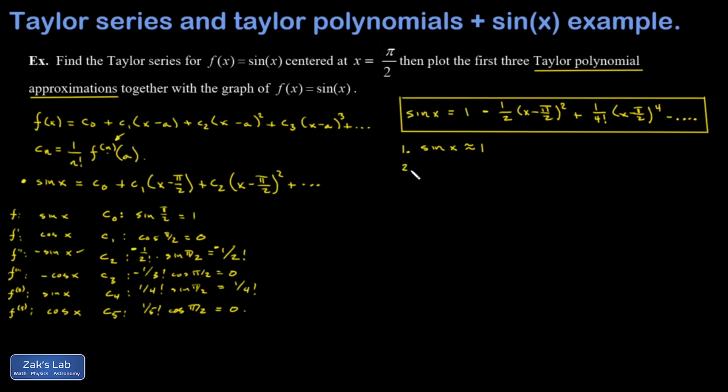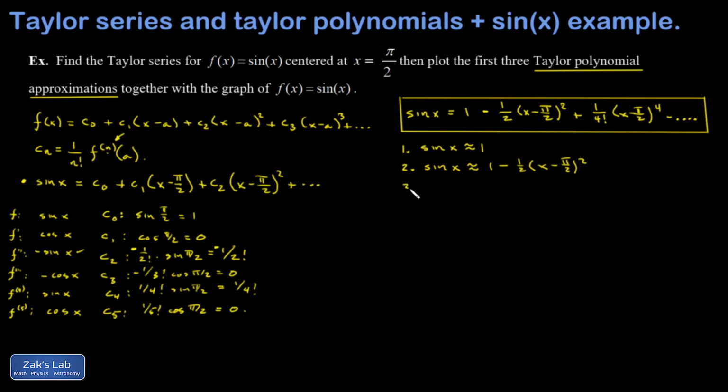Our second Taylor polynomial, a little better approximation, is found by keeping the first two terms. Sine of x is approximately 1 minus 1/2 times x minus pi over 2 squared. In other words, we're planning to approximate the sine function with a parabola at that particular point, and it should match up pretty well to the curve of the sine function as long as we stay close to x equals pi over 2.